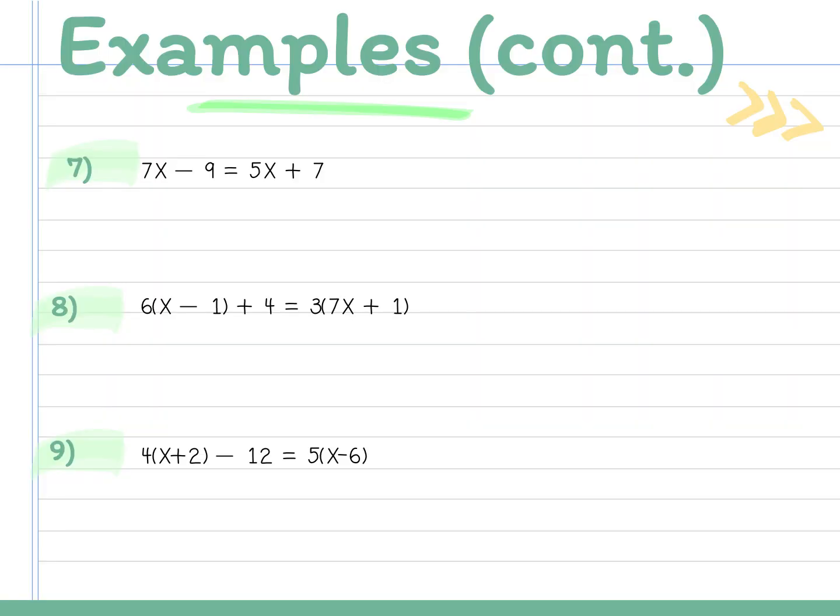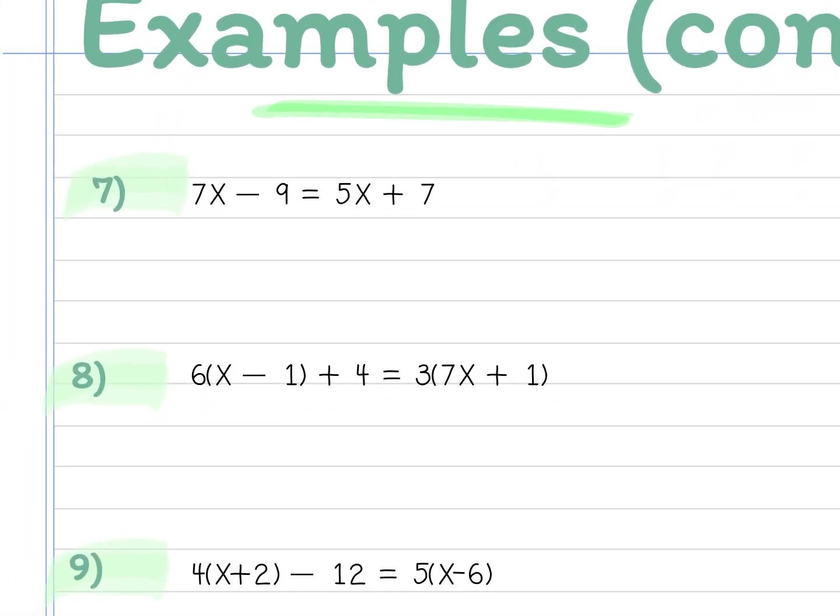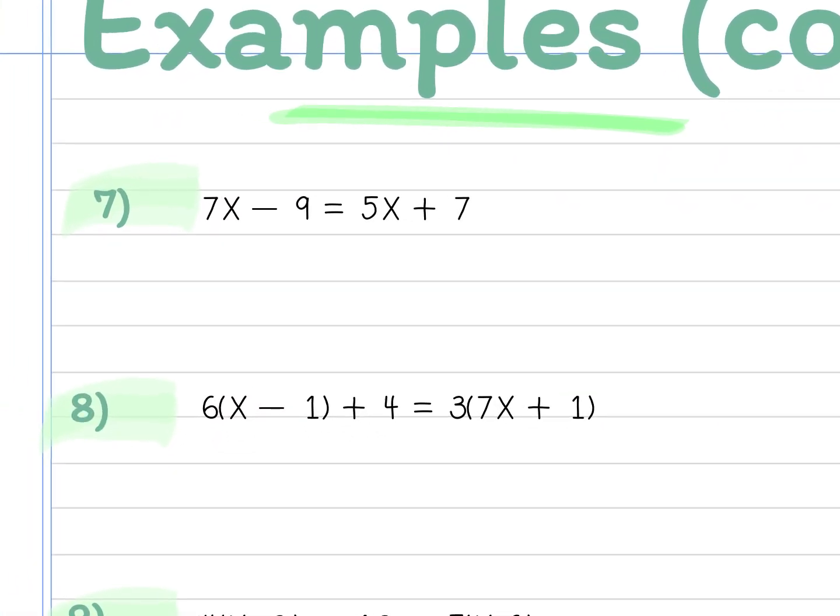All right, so let's keep going with some examples. Something like number 7. Again, we want the x's on one side, we want the constants on the other. So I always like to move the x's to the left, like I said before. So I'm going to subtract 5x on both sides. And I think a lot of you in the same step are going to move the negative 9 to the other side, so I'm going to do that too.